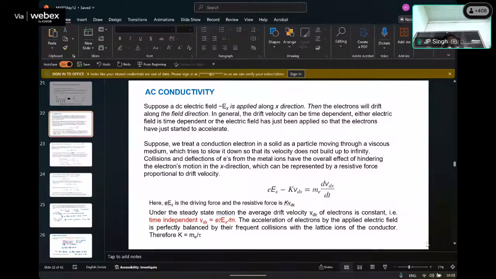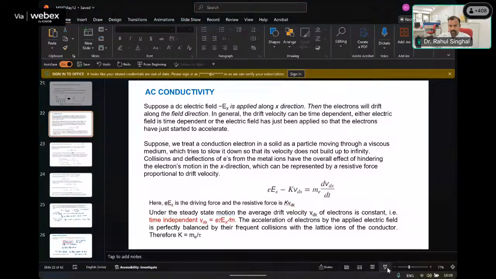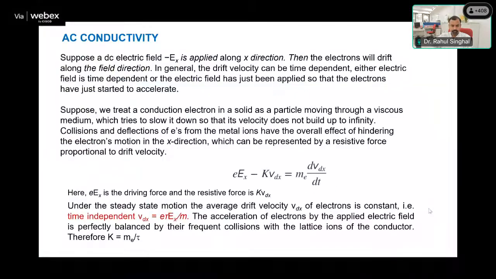So, Sir Rahul, can I start maybe? Yes, sir, you can start. Okay. So my slides are visible? Yes, visible.